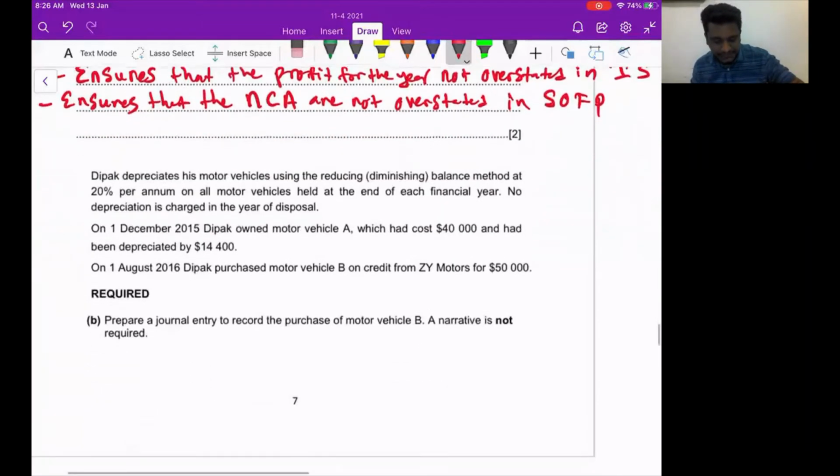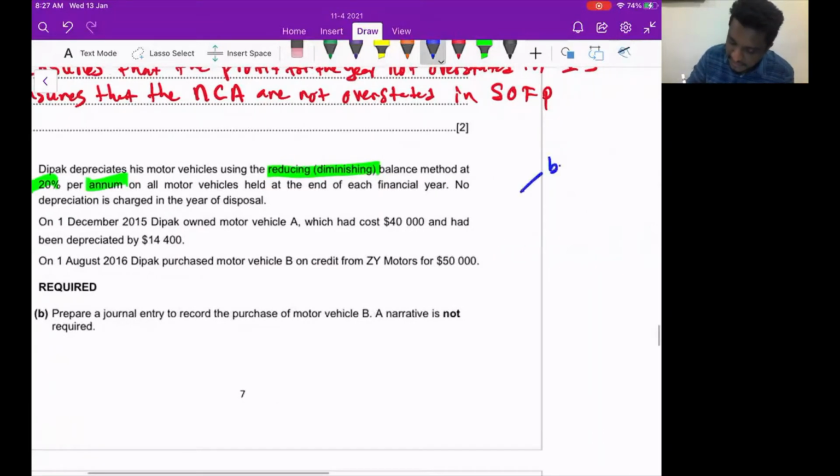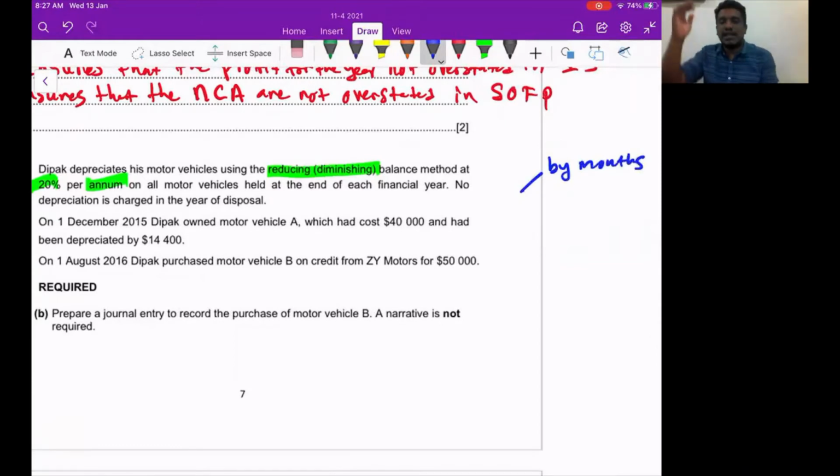Okay, we continue. Deepak depreciates his motor vehicle using the reducing balance method, 20% per annum, on all motor vehicles held at the end of each financial year. No depreciation is charged in the year of disposal. Okay, see, just now in part C, we calculated by month. We calculated how many months one by one, and then times 6/12 or 7/12 like that.